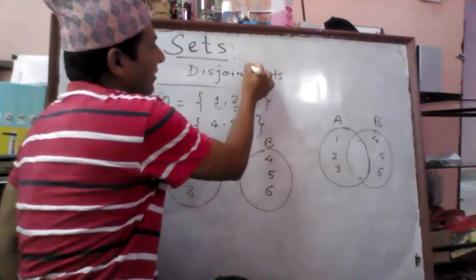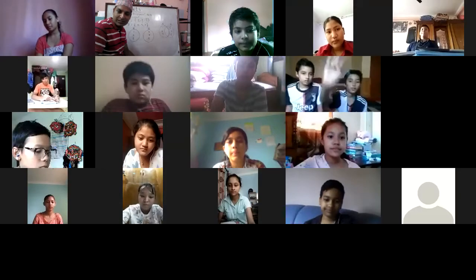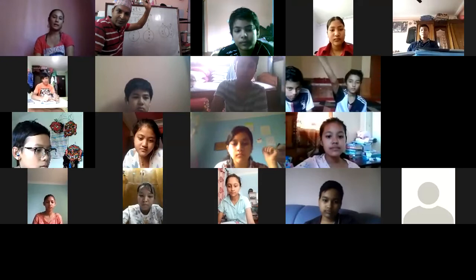How many of you understand this? Please speak. How many of you understand about disjoint sets? Please raise your hand if you are clear. And speak also, please. And if you have any confusion, please ask me right now.